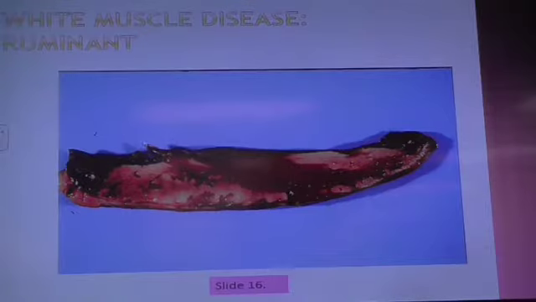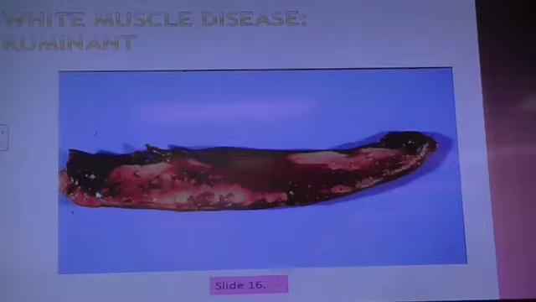Papillary muscles, yes. So this is kind of cheating. That's not fair. So this is a section of the heart in a ruminant. Doesn't matter which kind. And as you can see, the normal color is that deep maroon color. But this is the abnormality.